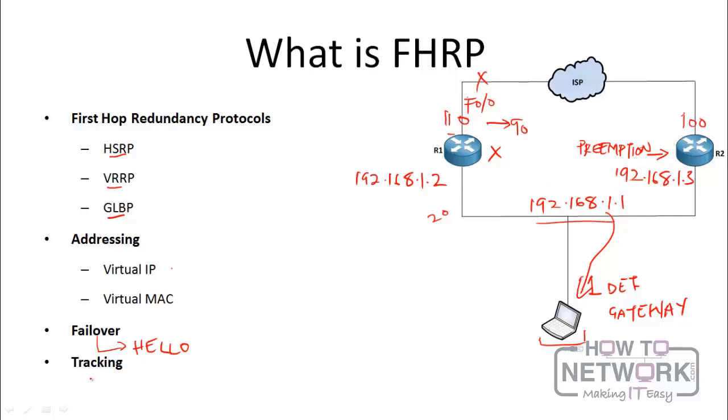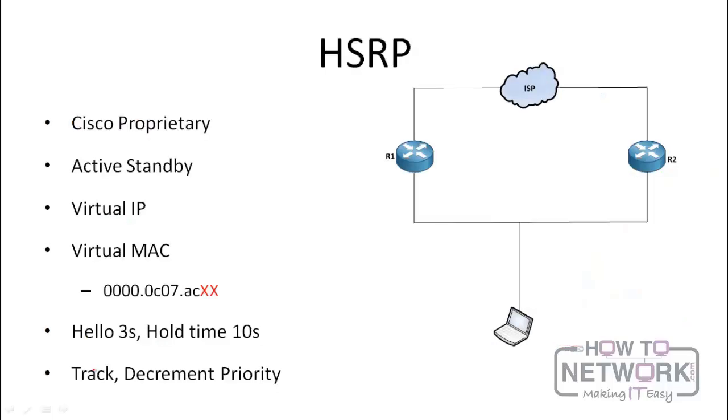And the process of monitoring a link or a particular attribute is what's called tracking in FHRP. So we can track a link, we can track the reachability of an IP address. You can even do advanced things with IP SLA and track different SLA features, but that's beyond the scope of the CCNA syllabus. So now we're going to look at the three protocols in detail.